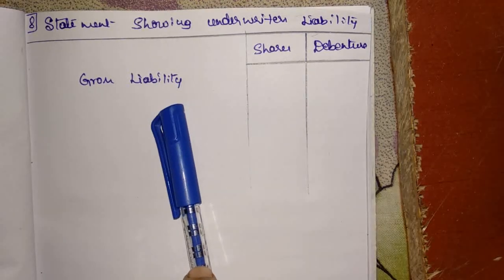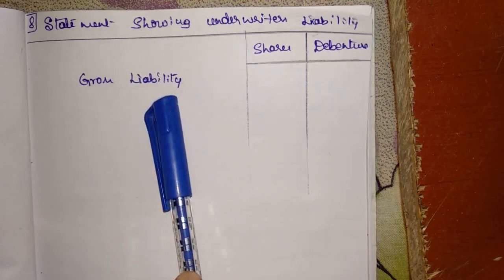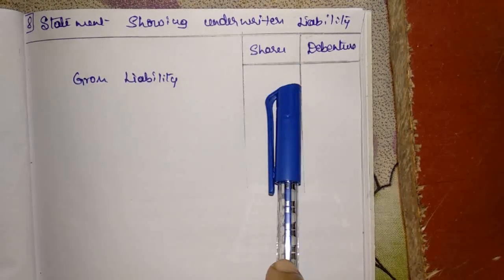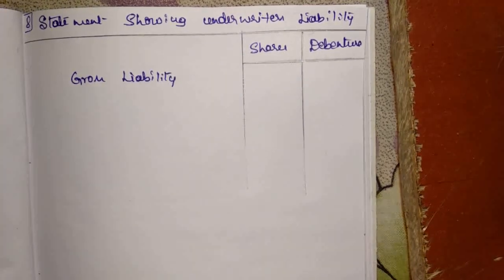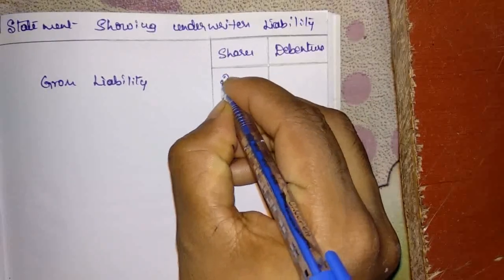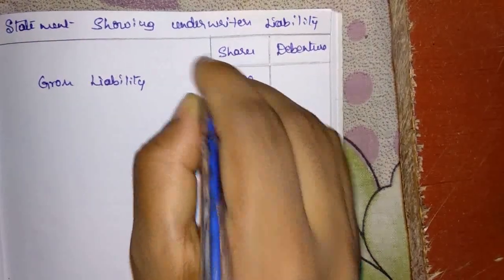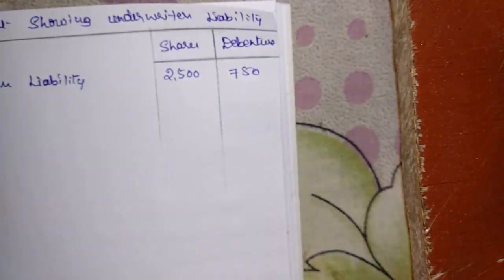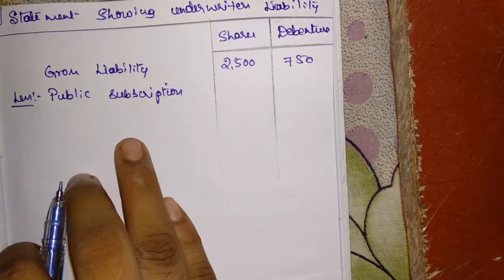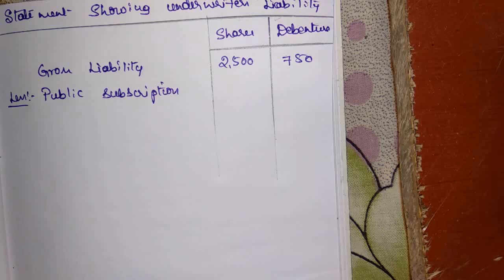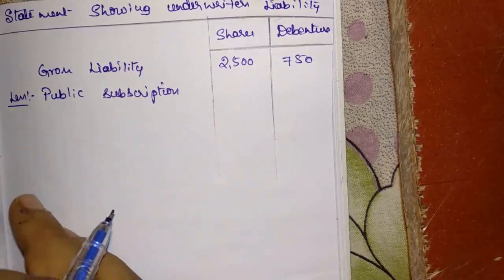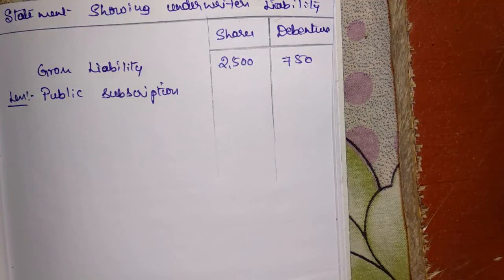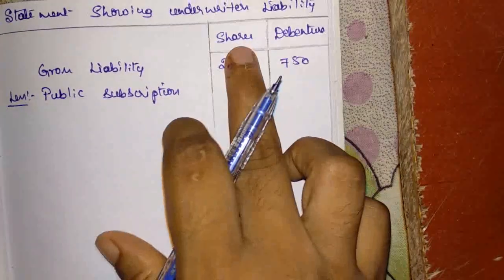Here in this problem, the underwriter gives a guarantee for the whole of the issue. So underwriting is for the whole of the issue. Whole of the issue means the entire issue is underwritten by the underwriter. Company issues 2,500 shares and that is underwritten by the underwriter, and 750 debentures. Usually we deduct unmarked or marked applications, but here that information is not given. So whatever the public subscription, we assume that it is received through the underwriter, so we deduct it from the gross liability.